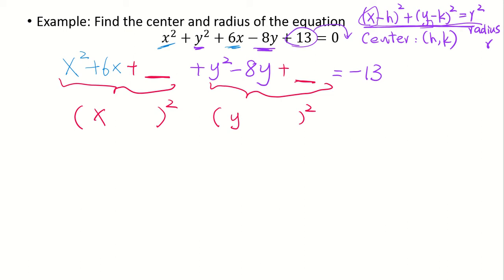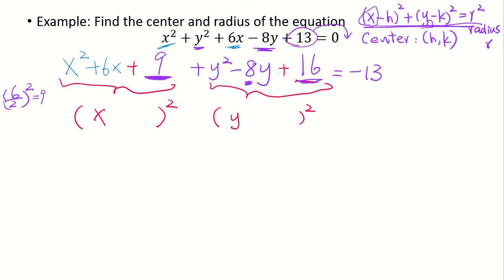So how do I find this number here? Well, this number can be found by dividing 6 by 2 and squaring this number. So 6 divided by 2 is 3, 3 squared is 9, and this number 9 goes here. Similarly, this number can be found by dividing this middle number 8 by 2 and squaring it. So 8 divided by 2 is 4, 4 squared is 16.